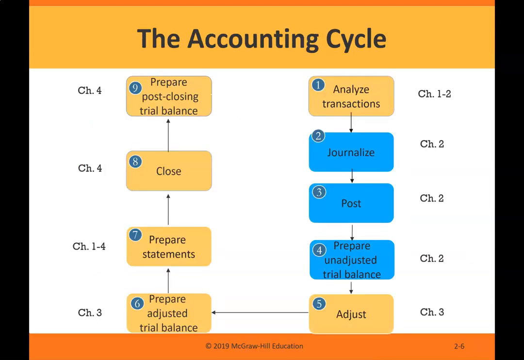The accounting cycle. Chapters 1 and 2 are Analyze Transactions. Chapter 2 is Journalize, Post, and Prepare Unadjusted Trial Balance. Chapter 3 is Adjust and Prepare Adjusted Trial Balance. Chapters 1 through 4 are Prepare Statements. Chapter 4 is Close, and also Chapter 4 is Prepare a Post-Closing Trial Balance.